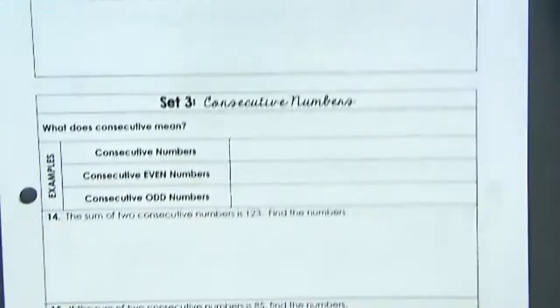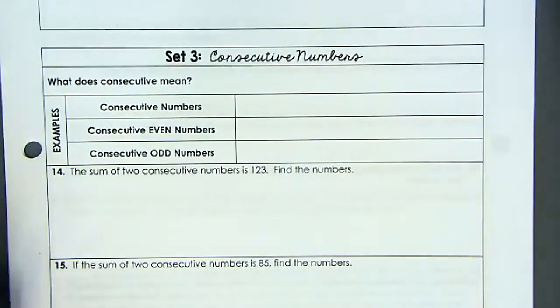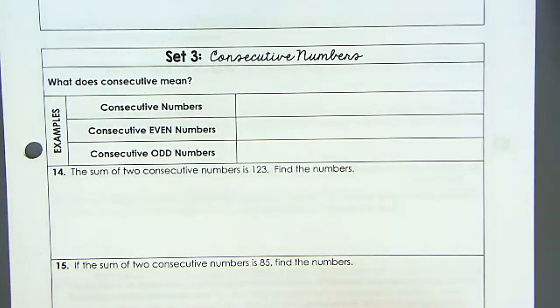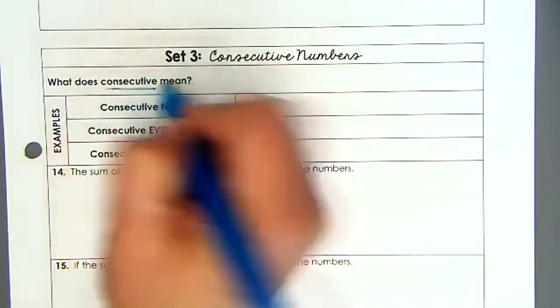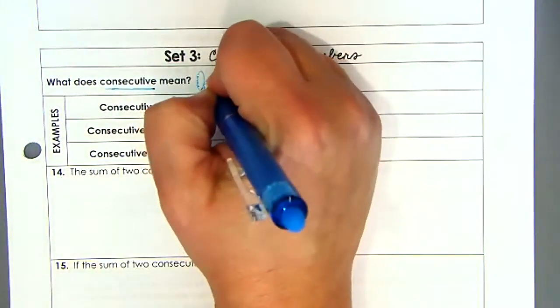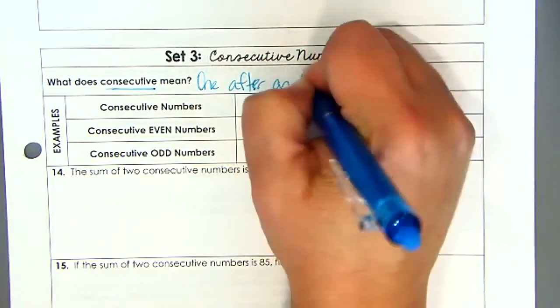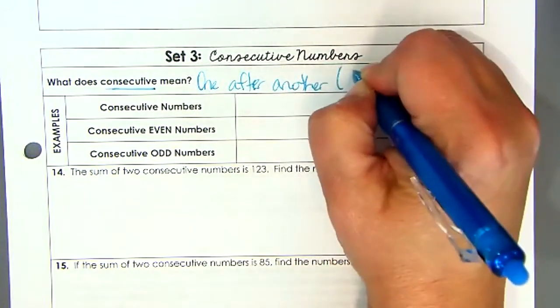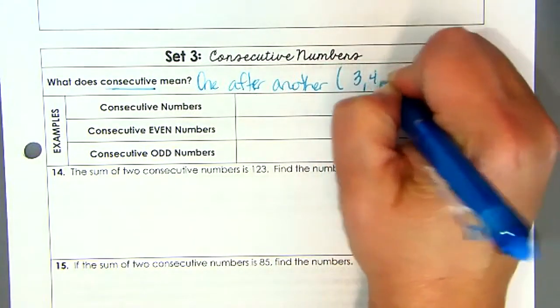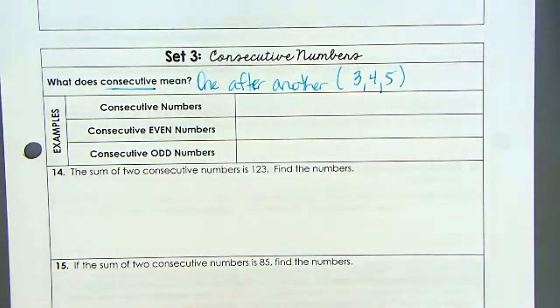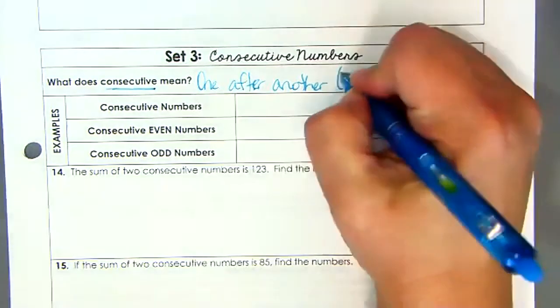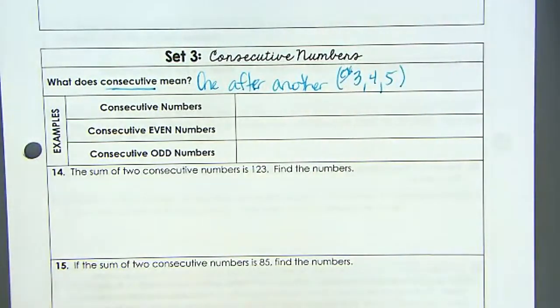Okay, next set of examples. We're dealing with consecutive numbers. This is kind of a different way of thinking about things. When you're talking about consecutive, that word consecutive means one after another. For instance, 3, 4, 5. Those are consecutive numbers. That's an example of consecutive numbers.